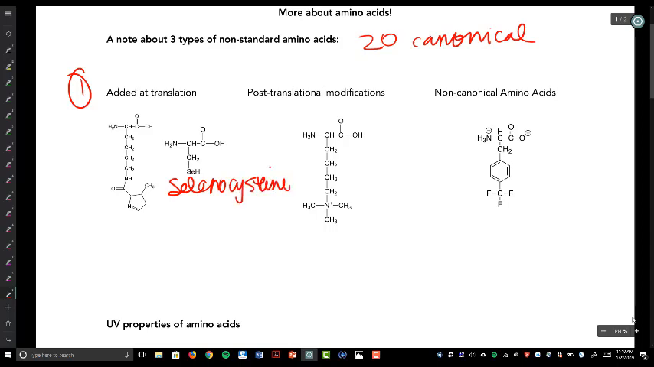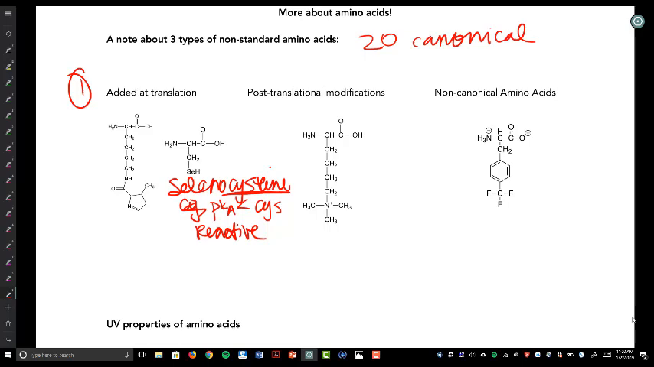Selenocysteine looks a lot like cysteine, except it has a selenium instead of a sulfur. One thing that's cool about selenocysteine is that it has a lower pKa than plain old cysteine, and this makes it more reactive. So if we have proteins that we want to be more reactive in certain situations, then selenocysteine might be incorporated instead of a cysteine. For example, in a protein that's dealing with oxidative stress, you might see selenocysteines.